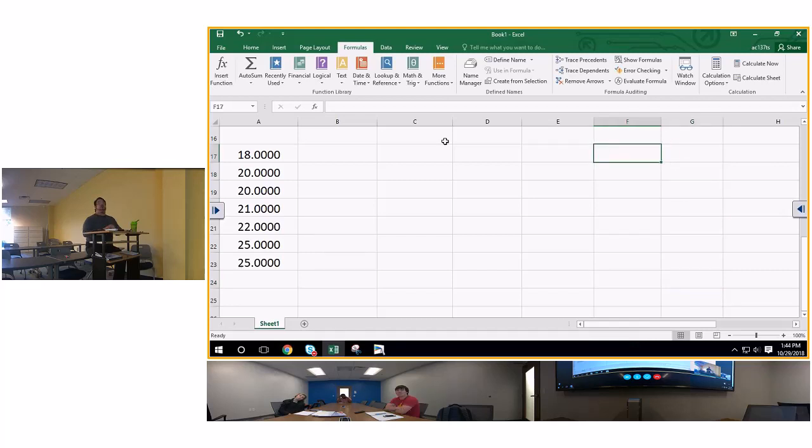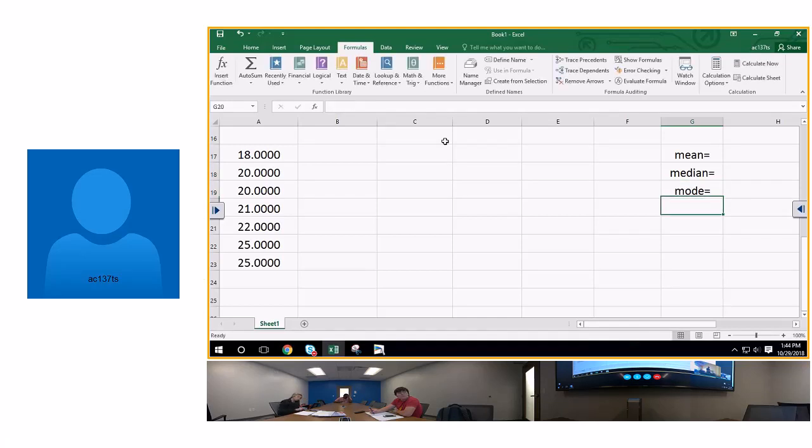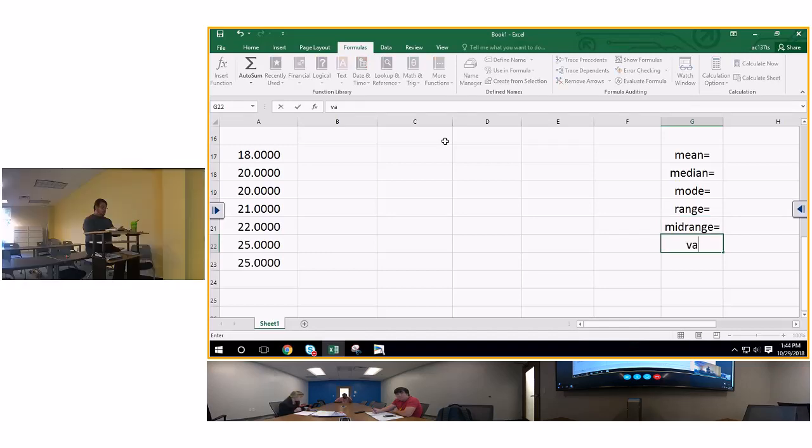and find the mean, median, all that good stuff. Mean, median, mode, range, mid-range, variance, and standard deviation. Take a minute or two and work on it.